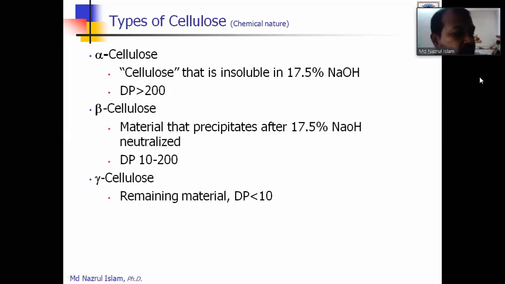Now the cellulose has different types depending on the chemical nature, which we have discussed a bit earlier: alpha, beta and gamma. Alpha cellulose: when you put the natural cellulose you have collected into 17.5% sodium hydroxide, that means an alkaline solution. Let's think that you have put in 10 gram of cellulose. After putting it in the sodium hydroxide solution, you will see you are getting 7 gram.